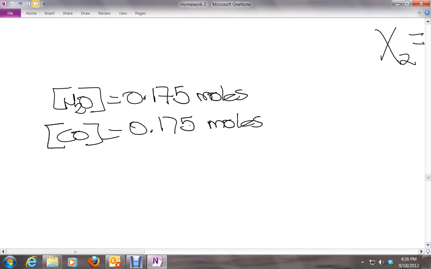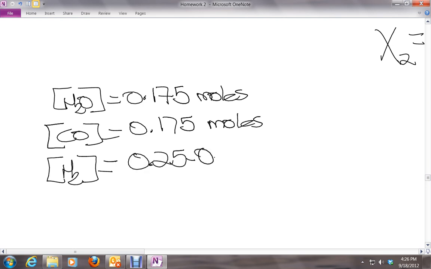Now the concentration of hydrogen was, if you remember, 0.25 minus 0.175. And by the way, this is moles per liter and this is moles per liter. So it's 0.25 minus 0.175. It's equal to 0.075 moles per liter.